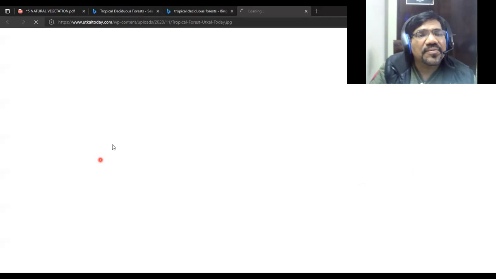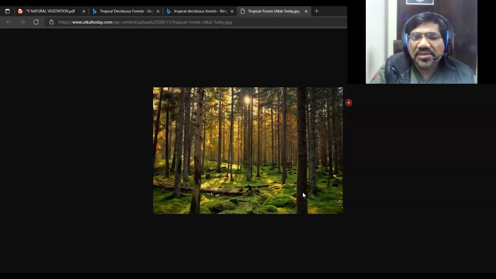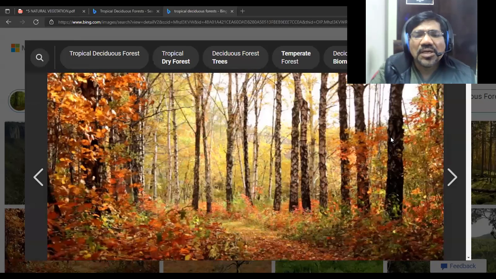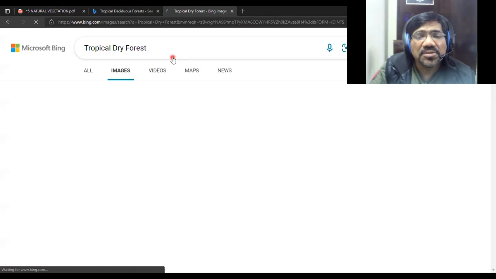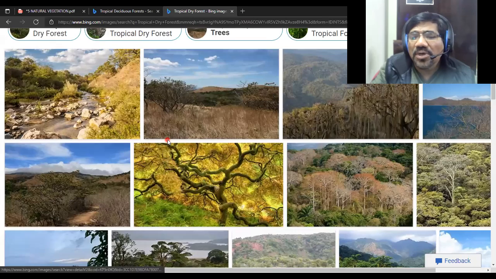Further, I need to increase the size of this. Here you can see, again the trees are not in 4 layers because this is deciduous forest. Now I can easily show you dry deciduous. You can see the trees are lesser. And now when I come to dry deciduous forest, the trees will become all the more lesser.